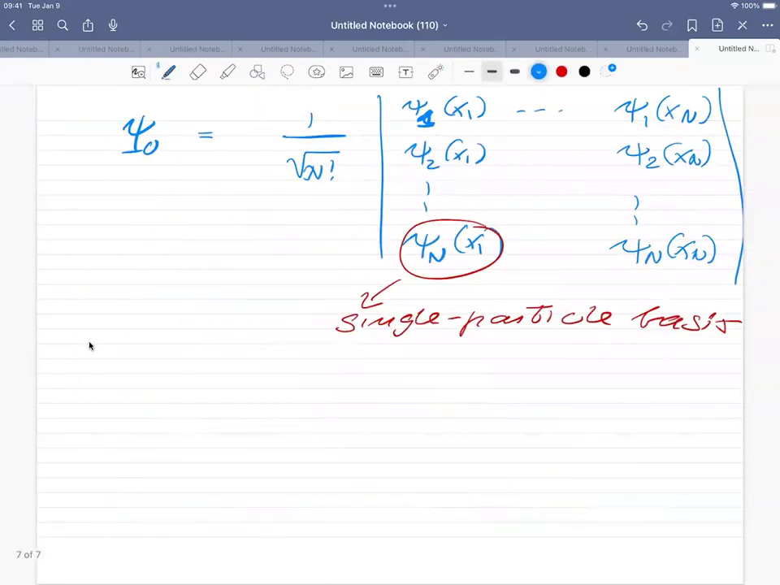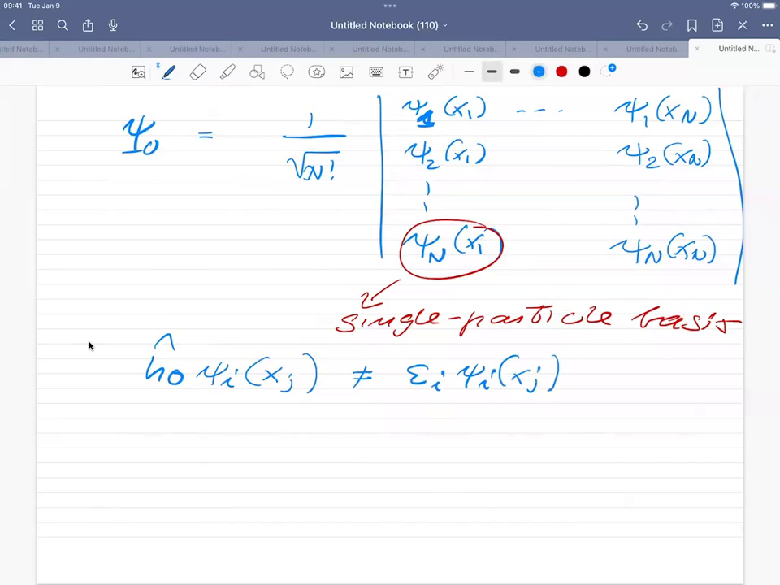Now, the point is that H0 multiplied with one of these states, I, of xj, is not necessarily equal to an eigenvalue. So these new functions do not need to be eigenfunctions of H0. So just keep that in mind. We don't have a specific eigenvalue which may look like this. Okay? So that's an important thing to keep in mind.